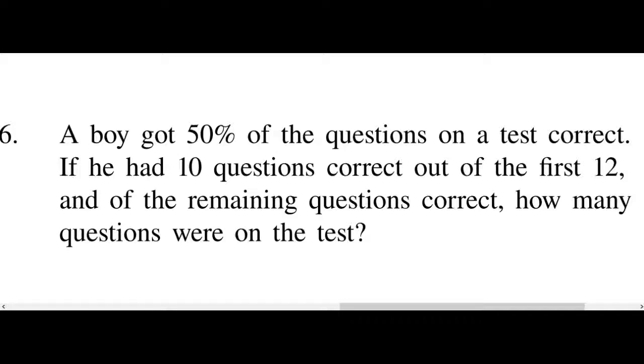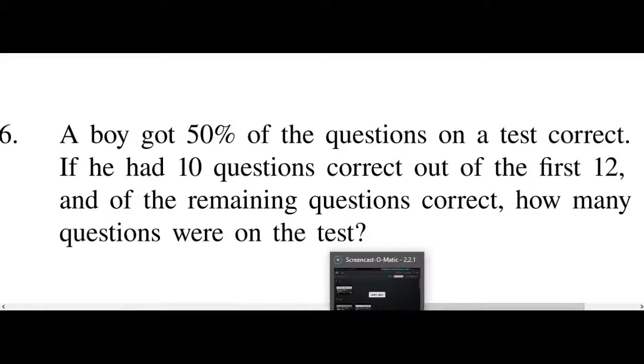All right, let's look at this one. A boy got 50% of the questions on a test correct. Now, again, there's a mistake here. If he had 10 questions correct out of the first 12 and blank, something is missing here. So it should be 1/4 of the remaining questions correct. Okay, so that's what we are putting to solve it correctly. So how many questions were in the test?